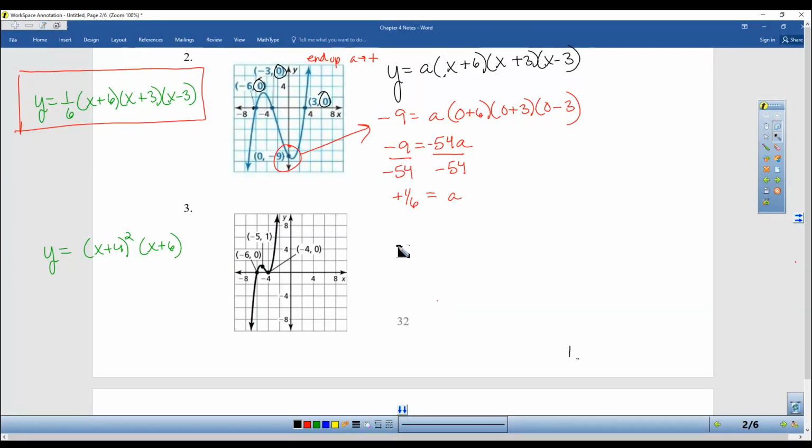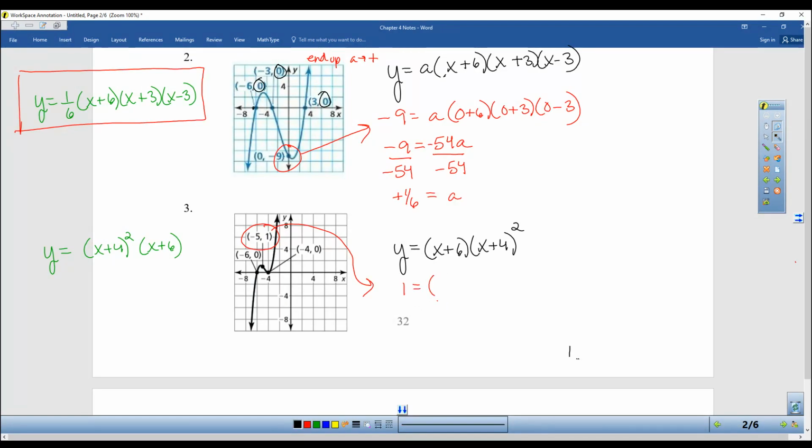And the last one, y is equal to, oh, did you catch this? It's a bounce. So don't forget that a bounce means that that factor has to be repeated. So x plus 4 squared. I plug in my known point, which this time they did not give me the y-intercept. So I plug in 1 for y.